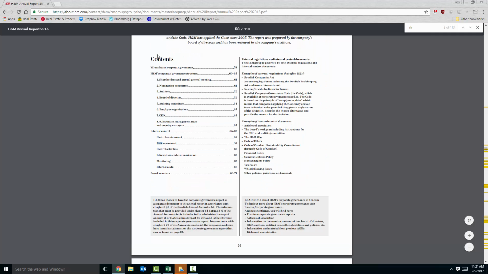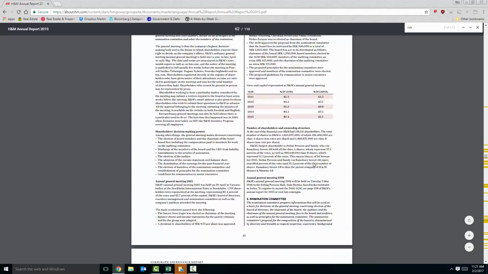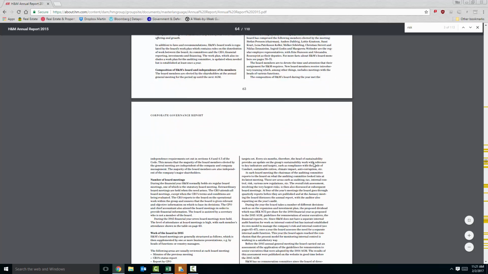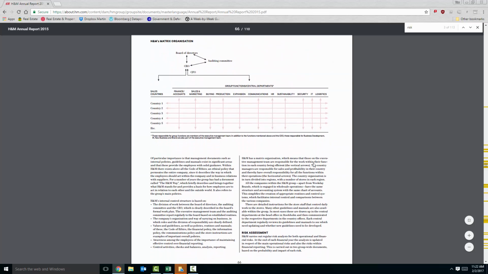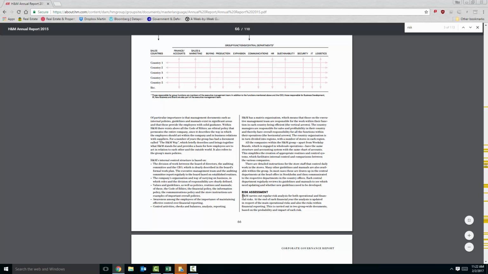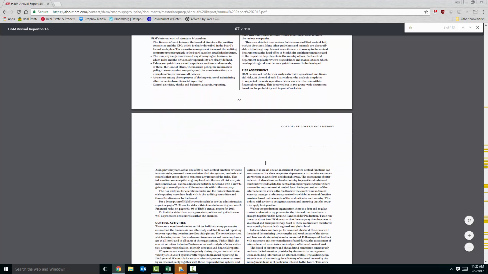So I can see here we have found a table of contents, and it says risk assessment under internal control, page 66, which to me implies that I should probably jump to page 66 and see what they say about risks on that page. So here I'm on page 66, and I can see the heading risk assessment, and we can see a bit of writing about H&M carrying out regular risk analysis for both operational and financial risks. That's good.